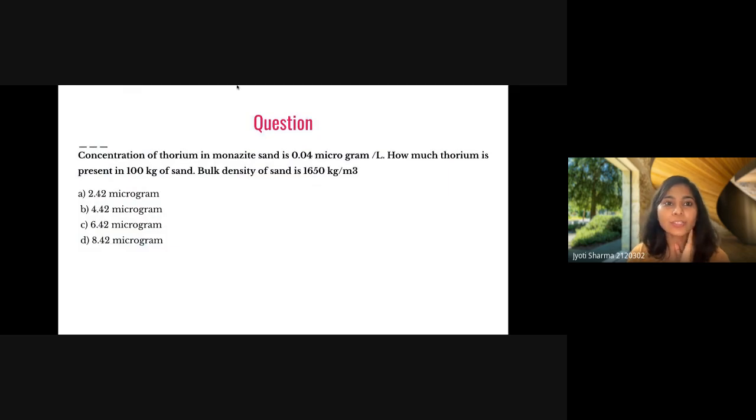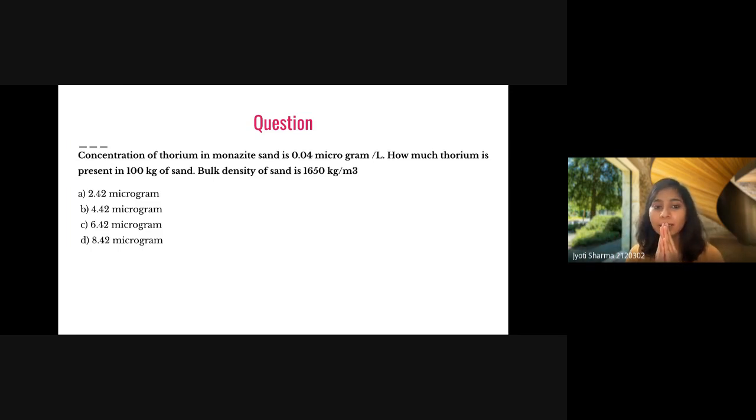I think these questions are not much important. This one may be the last question that I should explain to you. If we have a concentration of thorium in sand, then how much thorium is present in 100 kg of sand? They have given some concentration in the sand. Then, if we increase the mass of the sand, how much thorium will we have?